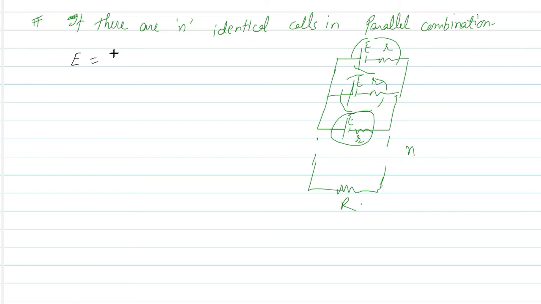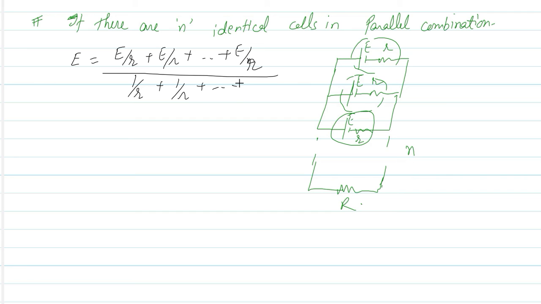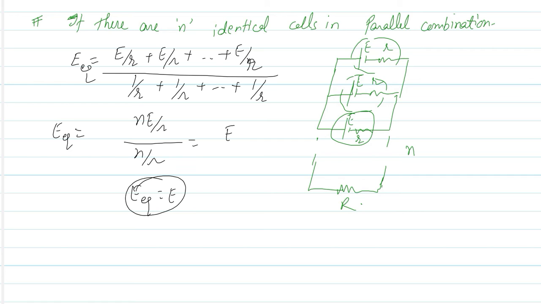If you remember, we will now have E by R plus E by R up to n times in the numerator, and the same in the denominator: 1 by R, 1 by R, going up to n times. Okay students, you can see that the numerator becomes n by R and the denominator becomes n by R. So after calculating this, you will get the equivalent EMF as simply E. So in this case the equivalent EMF will remain E.